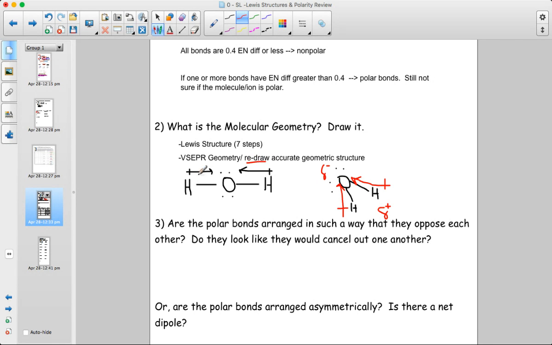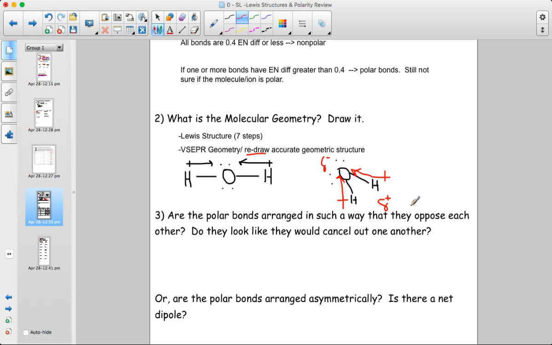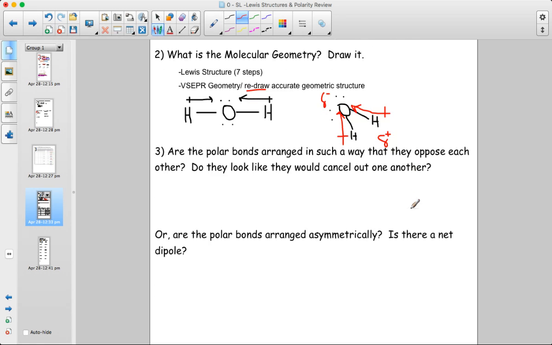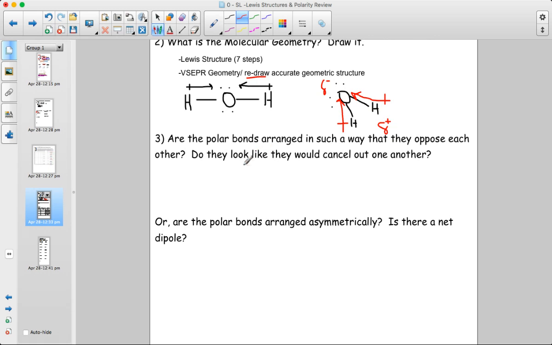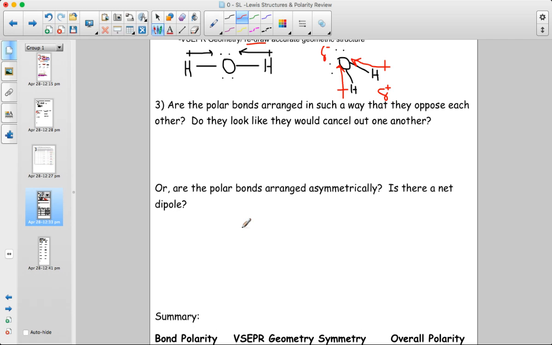Don't trick yourself with a flat, everything-at-90-degrees drawing, because in reality it works in three dimensions and they don't look like that. So number 3 is really combined with number 2 in terms of the steps. You've got to assess your drawing and add in these little net dipole arrows and decide whether or not they oppose each other and cancel out. Do they oppose each other? Do they cancel each other out? Or are the polar bonds arranged asymmetrically? Is there a net dipole?